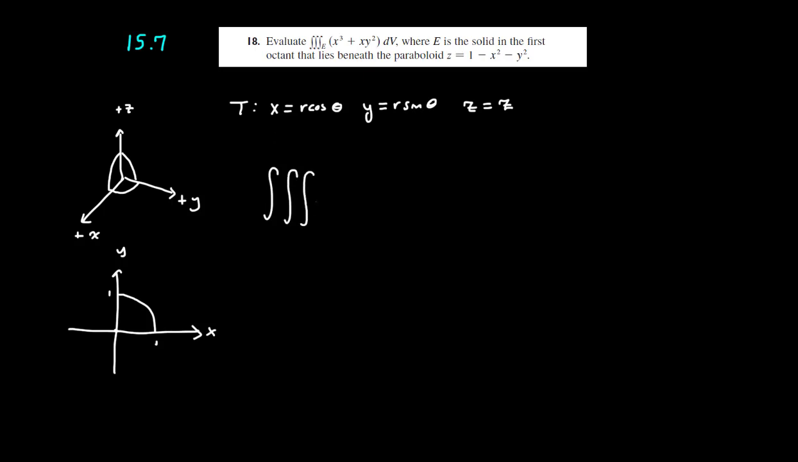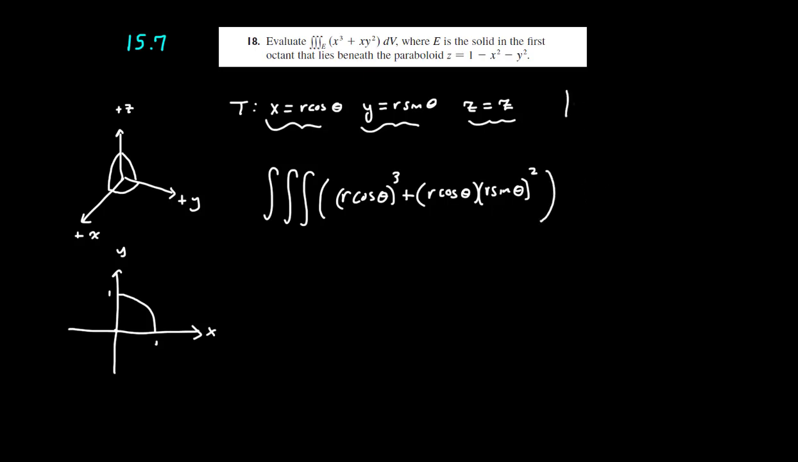I've got another triple integral, and I have to substitute these transformed values into the function. So a little bit of a pain, but (r cosine of theta) cubed plus r cosine of theta, that's my x, times y, which is r sine of theta, that got squared like that. Good. And then we need the absolute value of the Jacobian, which is r, and we'll go dz dr d theta. So theta then is going to be fixed from 0 to pi over 2. R is going to go from 0 to 1.